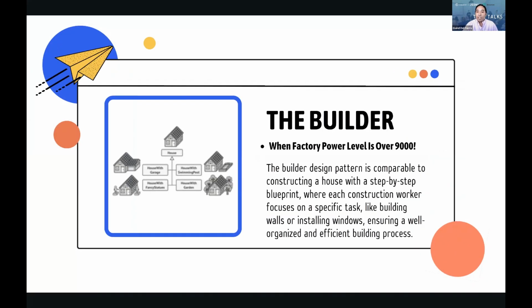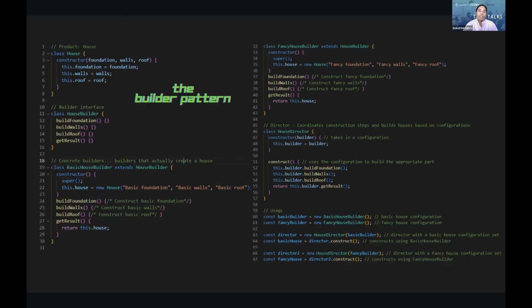The builder design pattern is comparable to constructing a house with a step-by-step blueprint, where each construction worker focuses on a specific task, like building walls or installing windows, ensuring a well-organized and efficient building process. In this example, the builder pattern separates the construction of a house object from its representation. Different builder classes, basic house builder and fancy house builder, handle the construction process while creating different types of houses. The house director class coordinates the steps required to build a house. This approach allows us to create houses with varying configurations while maintaining a structured construction process.